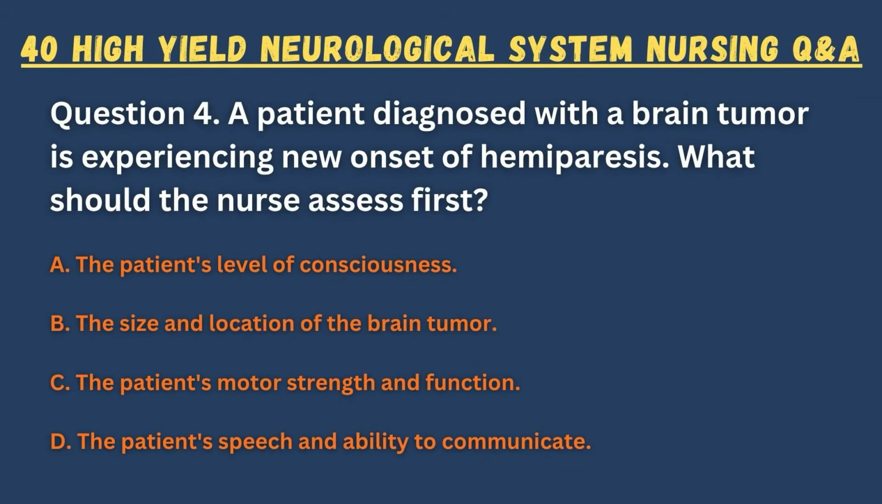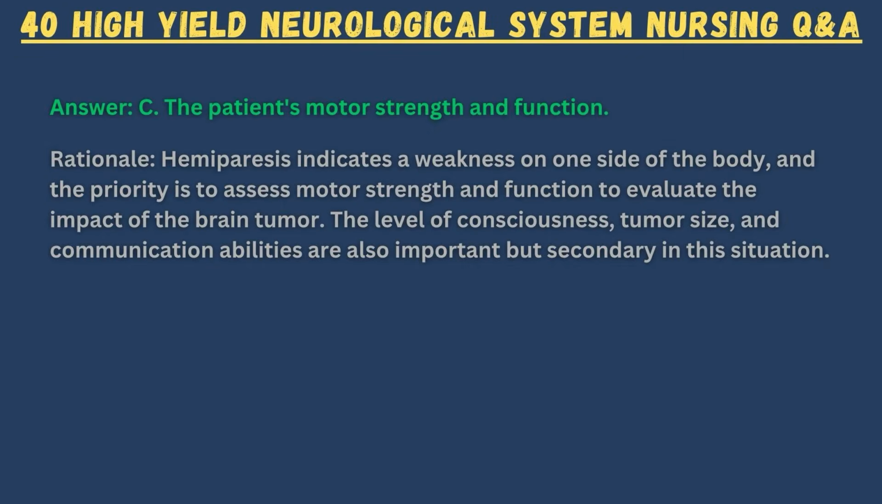Question 4. A patient diagnosed with a brain tumor is experiencing new onset of hemiparesis. What should the nurse assess first? A. The patient's level of consciousness. B. The size and location of the brain tumor. C. The patient's motor strength and function. D. The patient's speech and ability to communicate. Answer: C. The patient's motor strength and function.